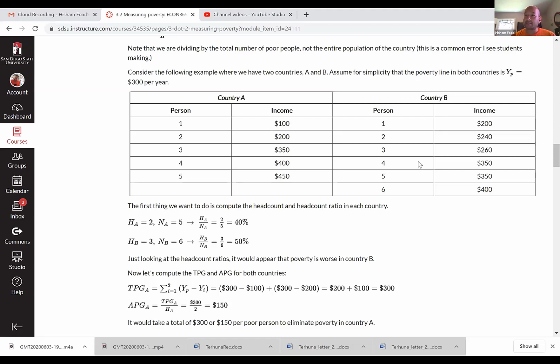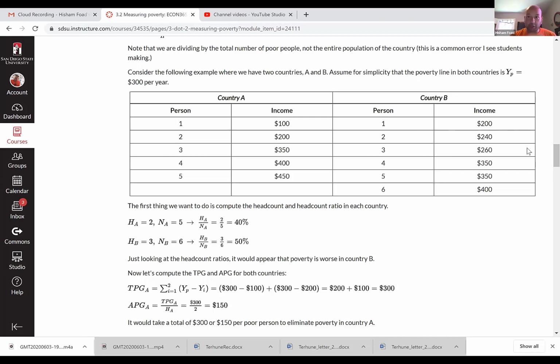Let's take a look at the second country, country B. Country B has 6 people. If we look at these numbers, we can see that persons 1, 2, and 3 all have incomes below the poverty line of $300. So the headcount in country B is 3. The headcount ratio in country B is 3 over 6, or 50%.